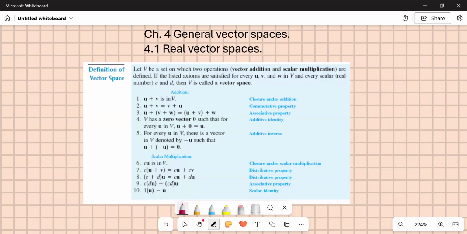Next one, additive inverse. Usually we know the inverse for multiplication, right? For example, 1/3 is the inverse of 3. But here we need the inverse for addition. We remember that whenever you have an inverse and a direct vector or object, you add them together and you get zero, the additive identity.